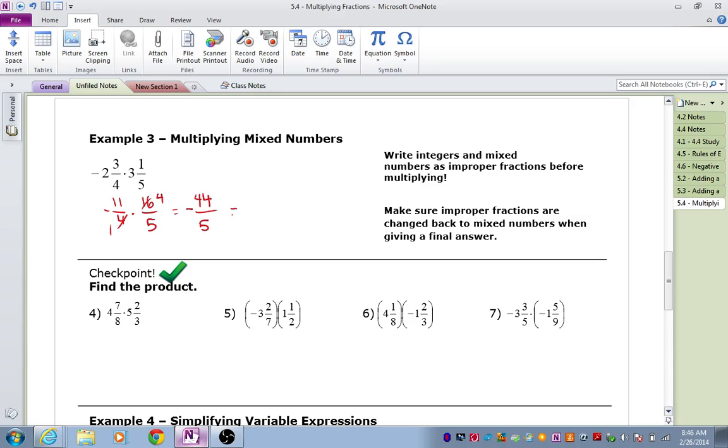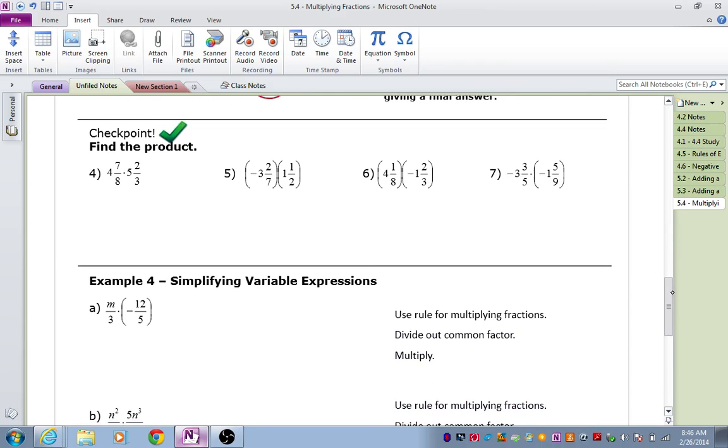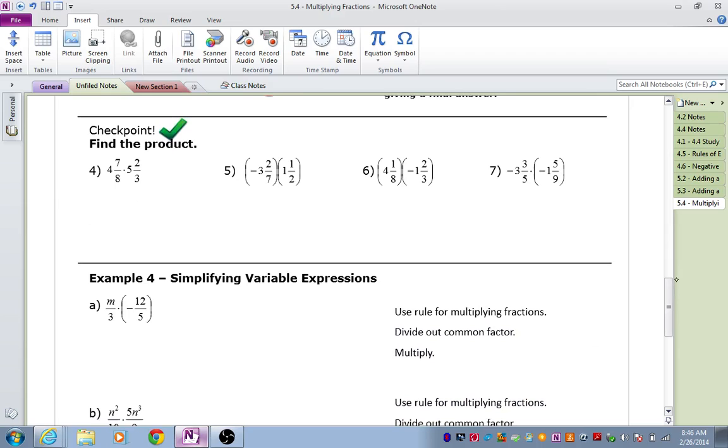And changing that back into a mixed number, 5 goes into 44 8 times, which is 40. There's 4 left over, so negative 8 4/5. Okay, try the 4 problems in the checkpoint, and when you're ready, hit play again.